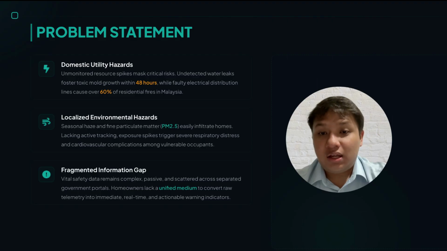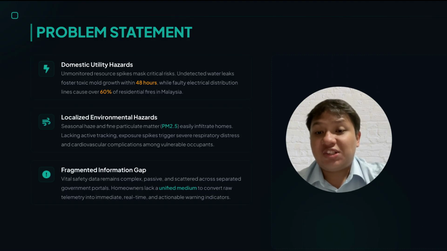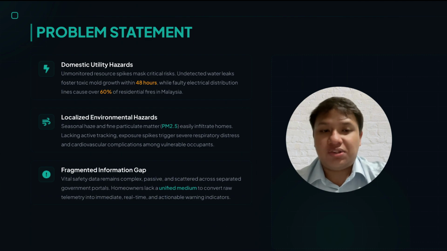For instance, undetected water leaks cause dampness where toxic mold can multiply in just 1 or 2 days, severely compromising our respiratory system. On the electrical side, data from Bomba reveals a staggering statistic. Electrical faults like circuit overloads are the leading cause behind over 60% of structural fires in Malaysian residential premises.